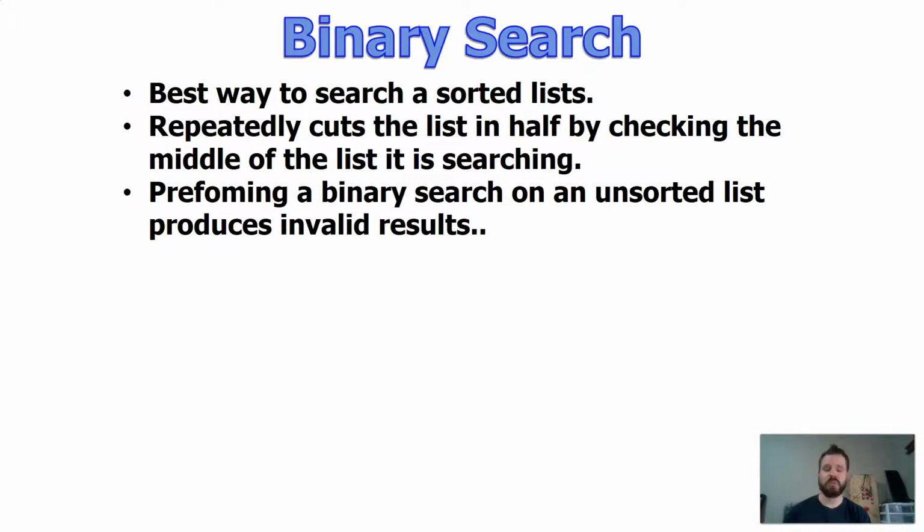Okay, now the one trick with binary search, like we said, it's the best way to search a sorted list. Okay, performing a binary search on an unsorted list produces invalid results. In other words, it doesn't work if our list isn't sorted.